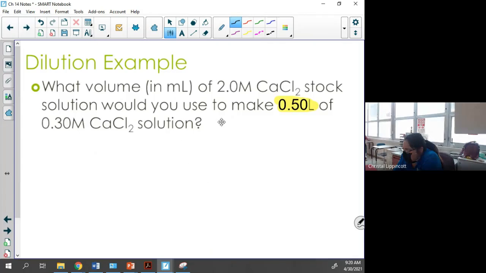So here we've got a stock solution. We've got calcium chloride stock solution. We want to make 0.5 liters of it, and we want to have it at 0.3 molar.